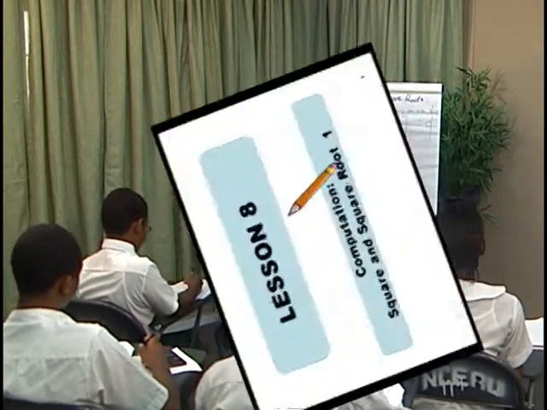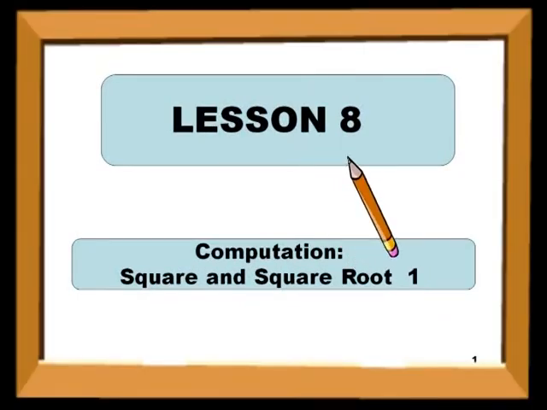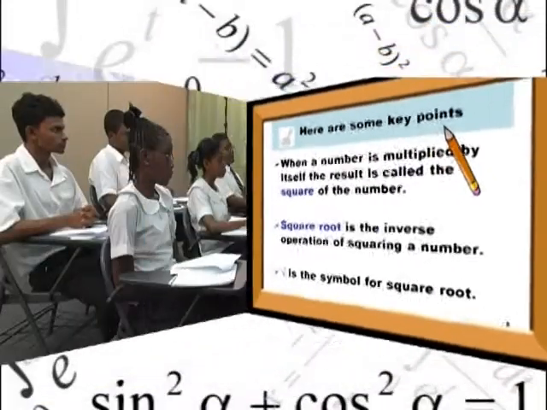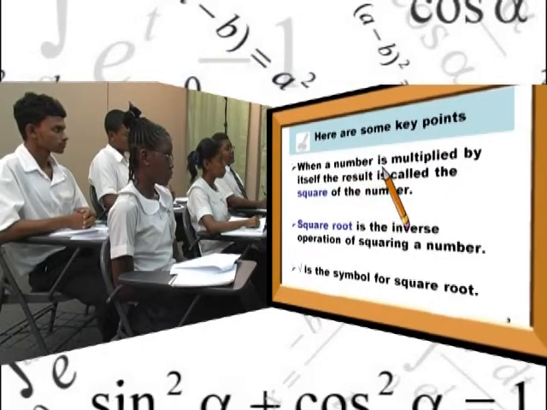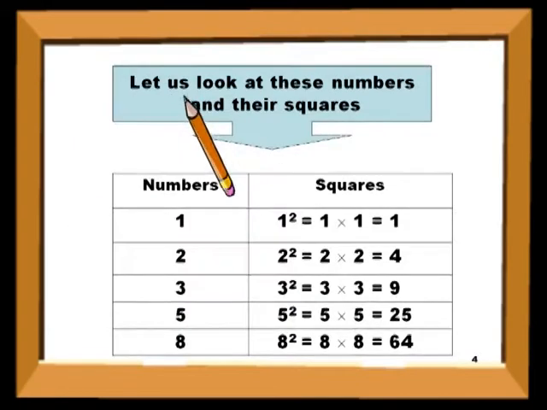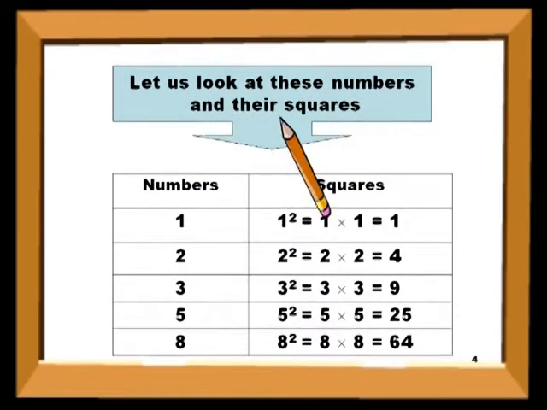Now, look here carefully. Lesson 8, Computation, Square and Square Root 1. In this lesson, we will calculate the square and square root of numbers. Here are some key points. When a number is multiplied by itself, the result is called the square of the number. Square root is the inverse of the operation of squaring a number. This is the symbol for square root. Let us look at these numbers and their squares.